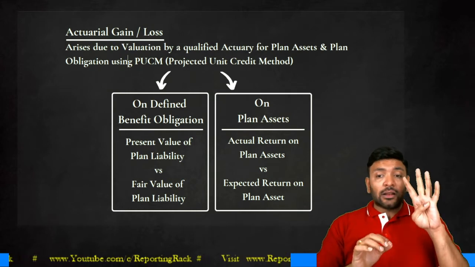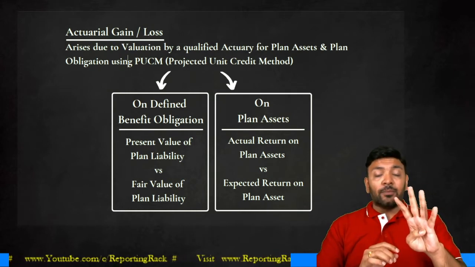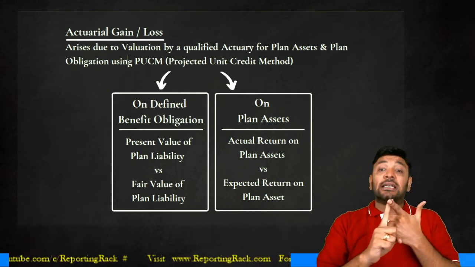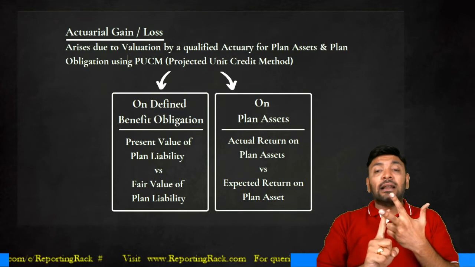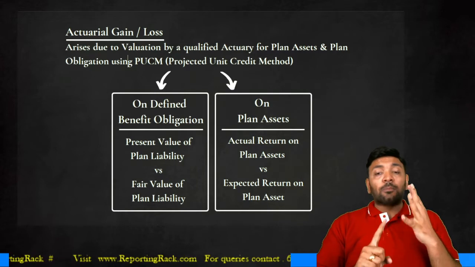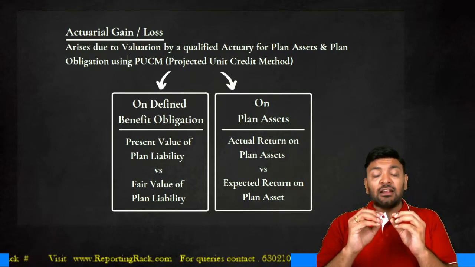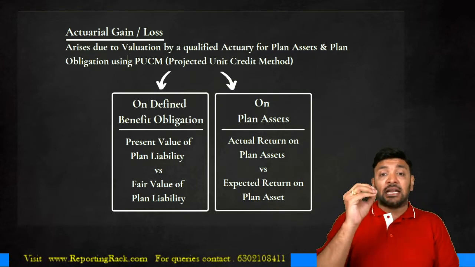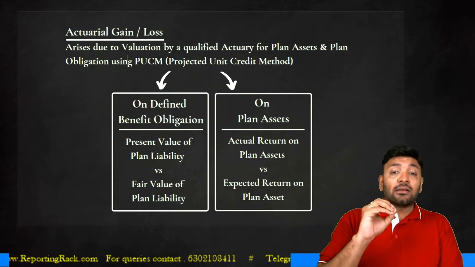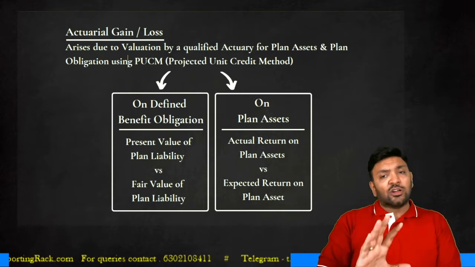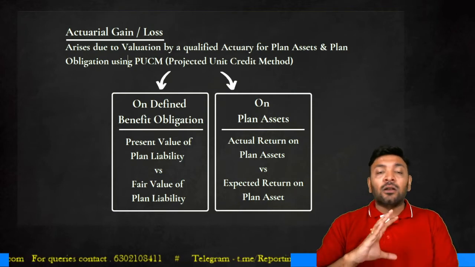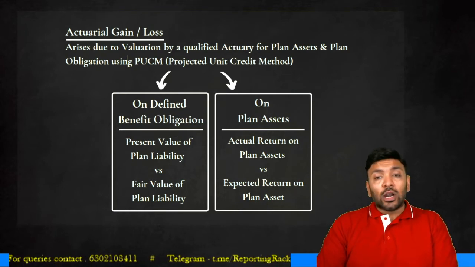This is the fourth relevant item as far as your defined benefit plan is concerned. We have seen current service cost and interest cost, which are debited to P&L, and expected return on plan assets, which is credited to P&L. But when I come down to the fourth part, that is actuarial gain or loss, I will recognize it in my statement of OCI. I will not recognize it in P&L, but in another part called the statement of OCI.